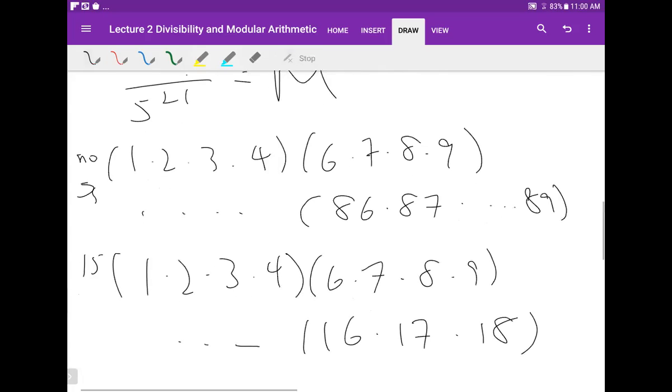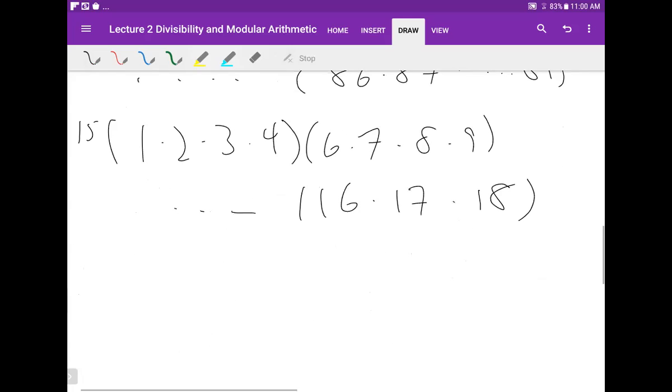And then finally, we have the ones that contain 2 5s, right? And there's none that contain 3 5s, because the minimum number that contains 3 5s is 125, and 125 is greater than 90, so it won't be in 90 factorial. So 2 5s would just be multiples of 25. So that would be 25, 50, and 75, right? So that would just be 1 times 2 times 3 because we took all the factors of 5 out.